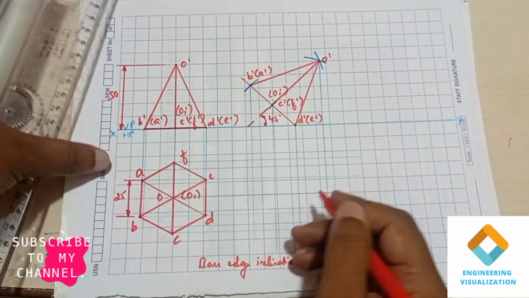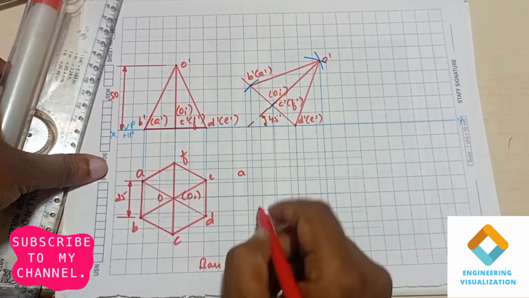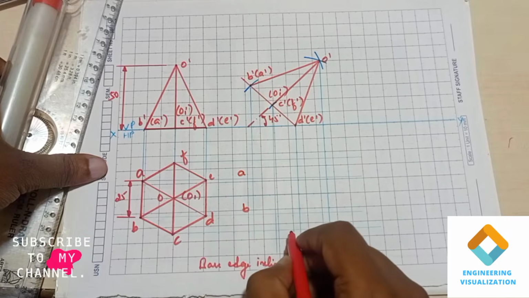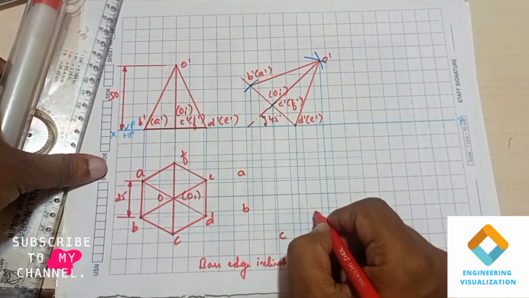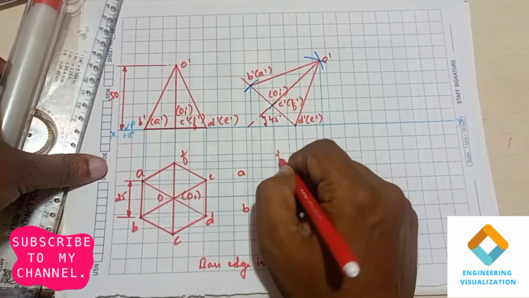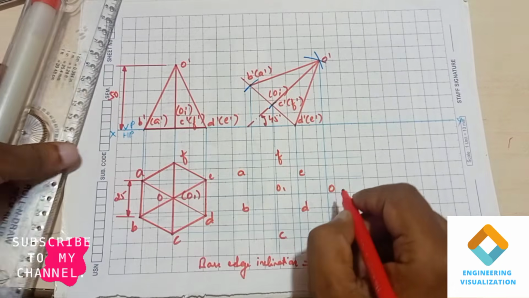Okay, now write down the namings here. See where exactly the intersection is happening. Okay, A, B, C, D, E, F, and O1, and this is our O.